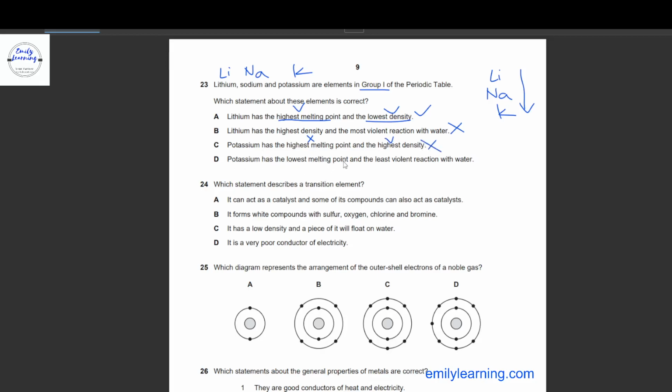Potassium has the lowest melting point of the 3 of them, correct, and the least violent reaction with water. Not true. It has the most violent reaction because it is lower down in group 1. The lower it is in the group, the more readily it loses electrons, so the more readily it reacts. So it has a more violent reaction with water. So the answer is A.